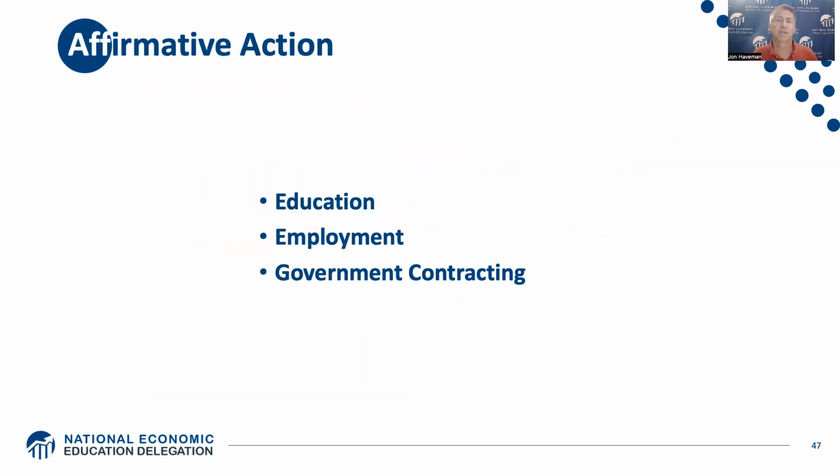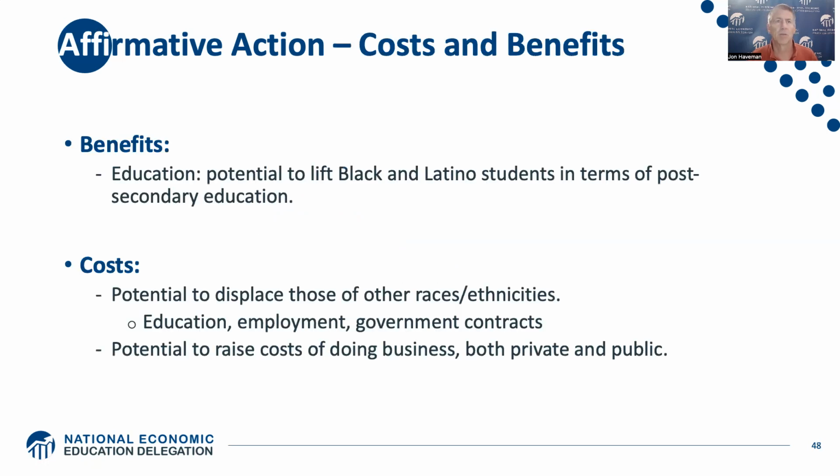Let's turn to affirmative action a little bit. Affirmative action is the notion of giving preference and priority in education facilities, and employing workers, and in government contracting. Those are the three primary areas of affirmative action. Talk a little bit about the costs and benefits, right? With most policies, there are costs and there are benefits. And if the benefits outweigh the costs, then you pursue the policy.